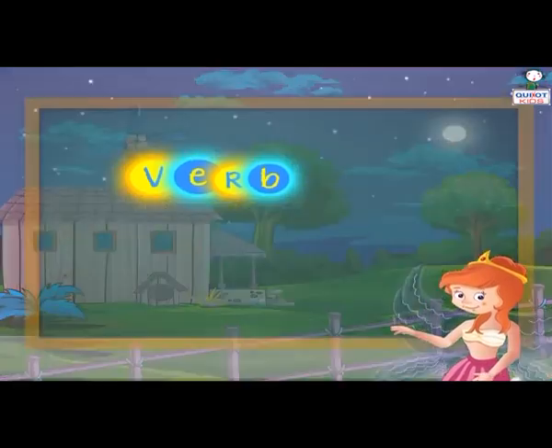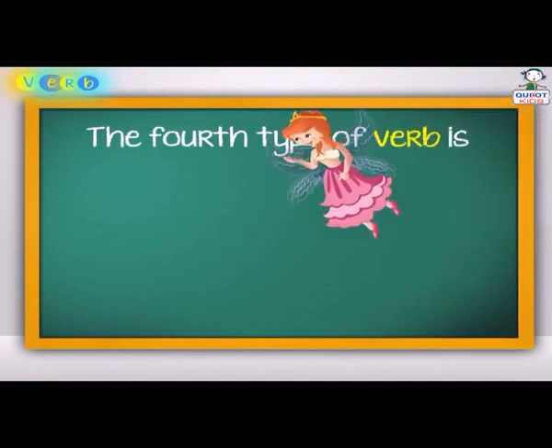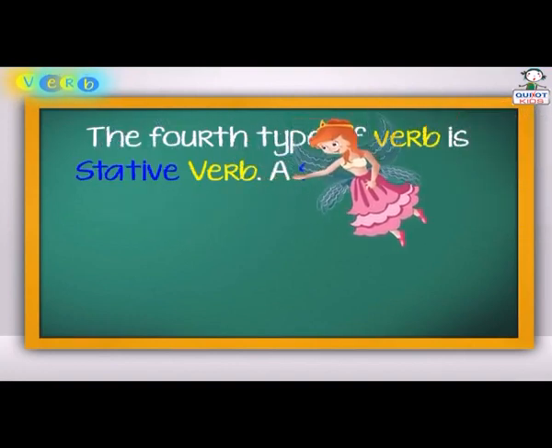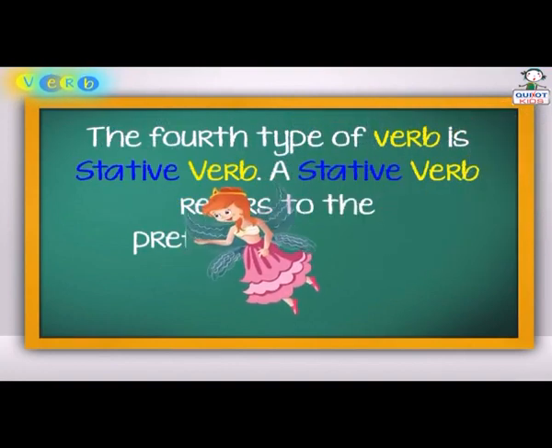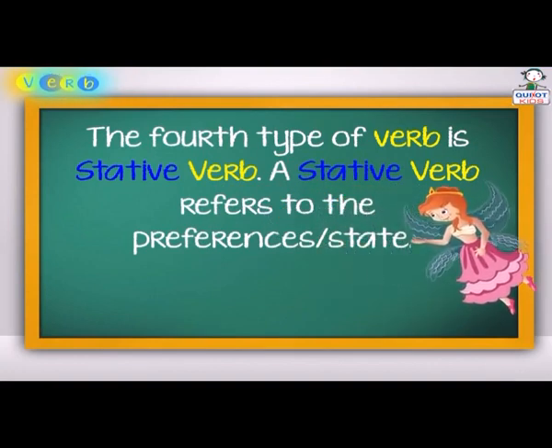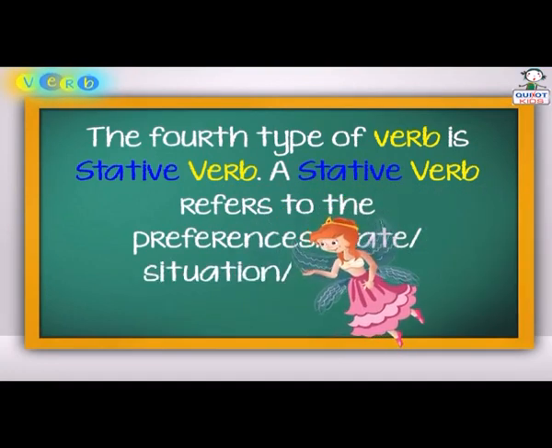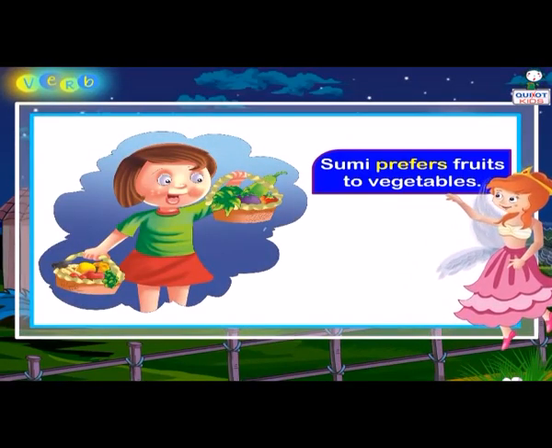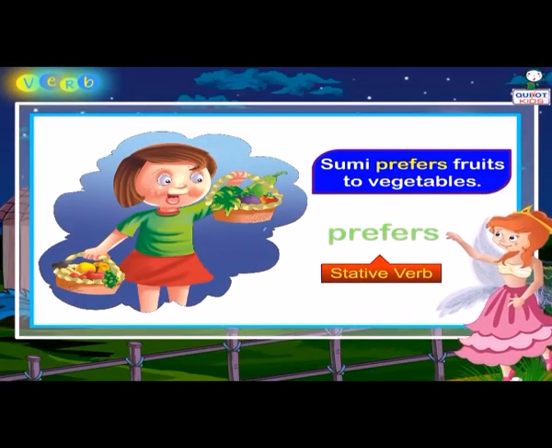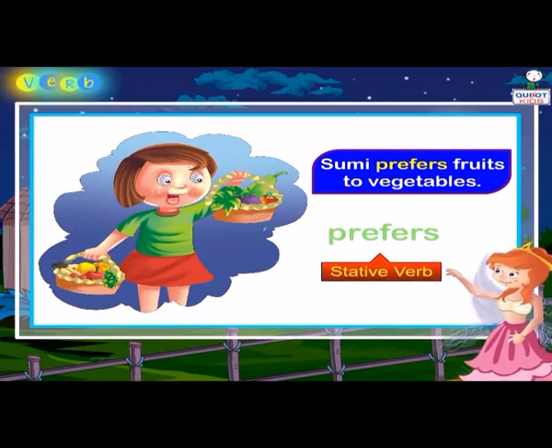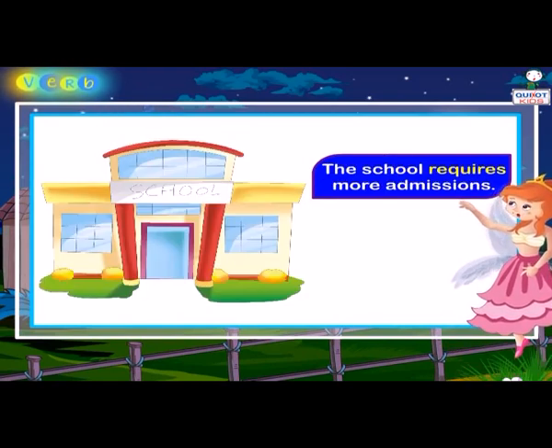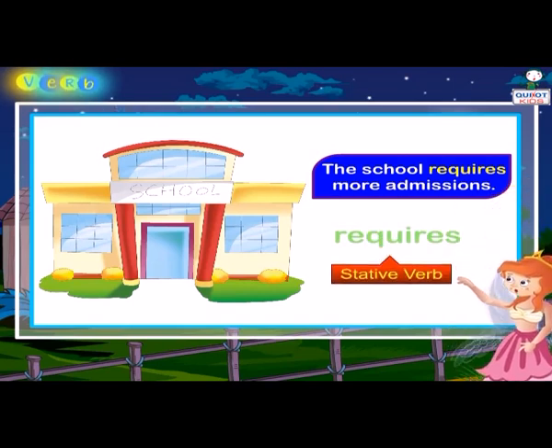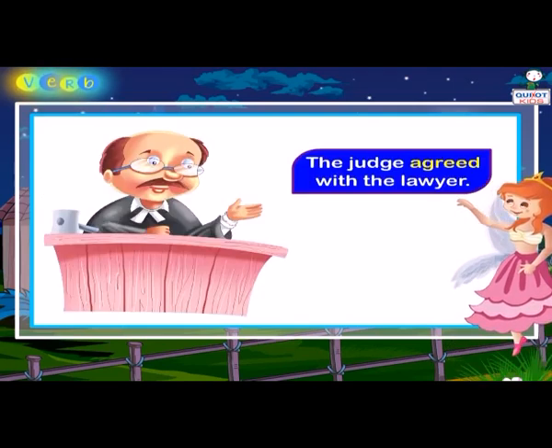Welcome, friends! The fourth type of verb is stative verb. A stative verb refers to the preferences or state or situation or relation of the subject. Sumi prefers fruits to vegetables. Prefers is stative verb. The school requires more admissions. Requires is stative verb.